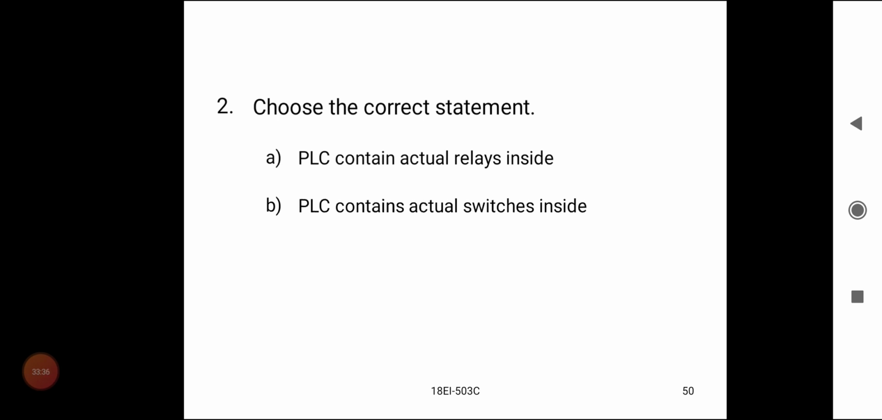PLCs contain actual switches inside. C. The contacts and coils are imaginary. D. None. So the answer C is correct: the contacts and coils are imaginary.